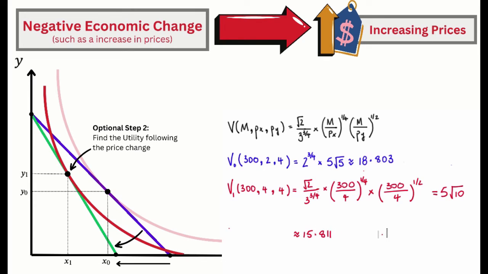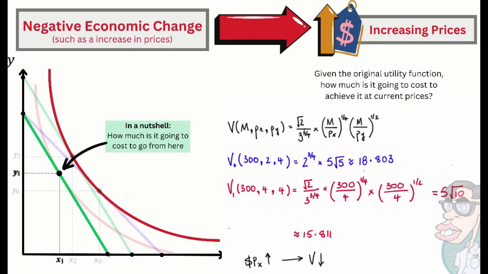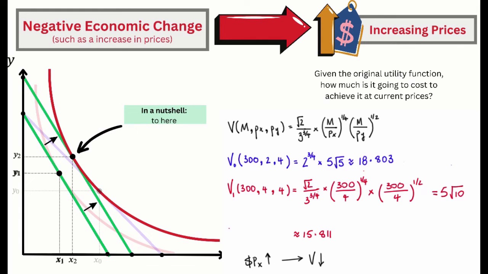15.811. So the objective of this optional step here, guys, is just to, I guess, numerically understand that if the price of any of the goods go up, the effect of this, well, all other things being equal, is going to be that the consumer's indirect utility is going to go down. So what we're going to have to do is figure out next, how much income do I need to earn extra to compensate me for this price rise so I can keep my utility constant.